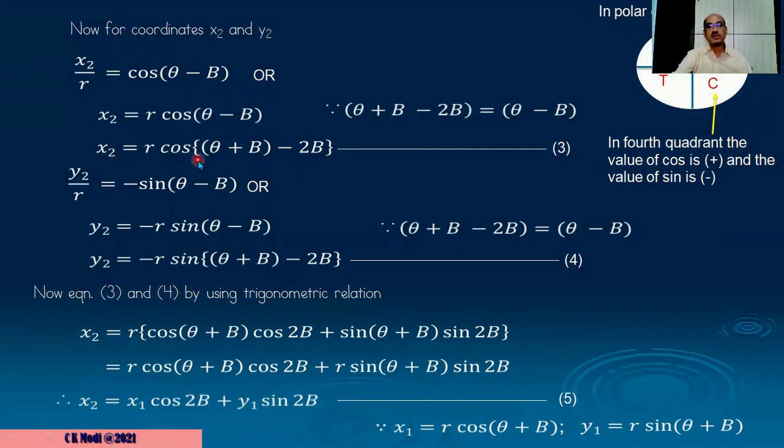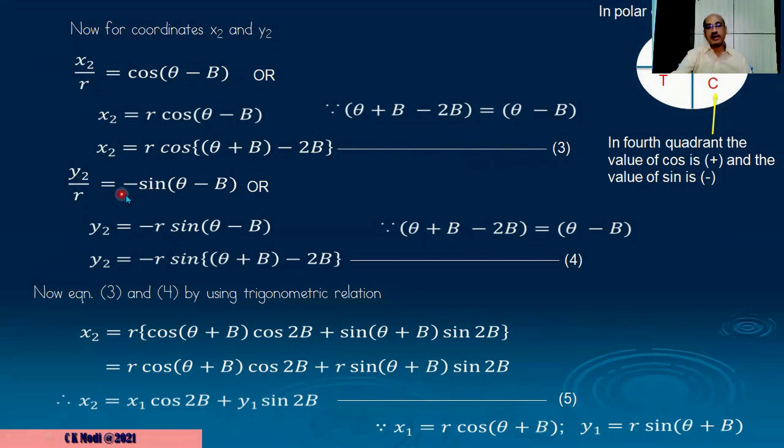So x2 is equal to r cos. Instead of theta minus b, we can write it in this way: theta plus b minus 2b. The values are the same. So instead of theta minus b, we write it as theta plus b minus 2b. Okay, so this is equation number 3.